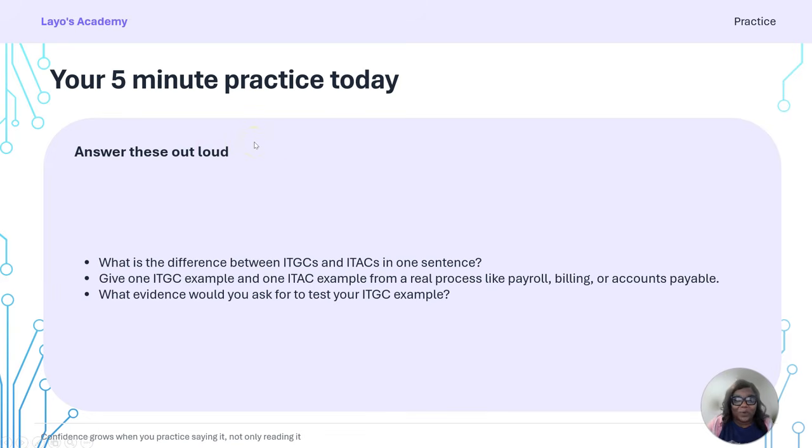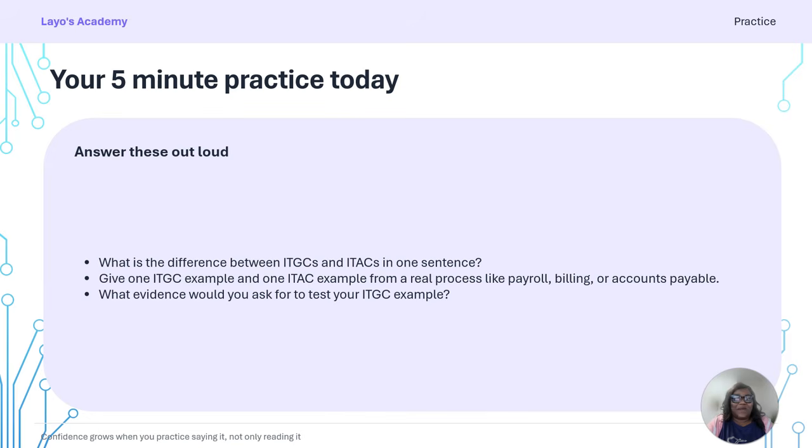So I'm giving you all a homework today. I would normally not do this, but this is a very important topic, and I want you to practice this because it will help you in your interview. Trust me, if you can speak clearly to IT general controls and you understand the concept of ITACs, you are good on your interviews. First question: what is the difference between ITGCs and ITACs in one sentence? Give one ITGC example and one ITAC example from a real process like payroll, billing, or accounts payable. What evidence would you ask for to test your ITGC example? This is what I've just covered in today's video.